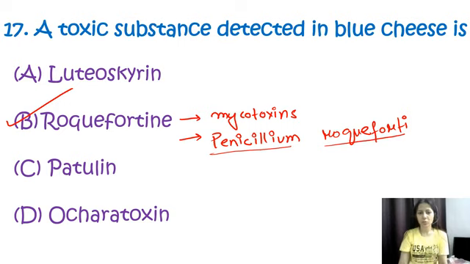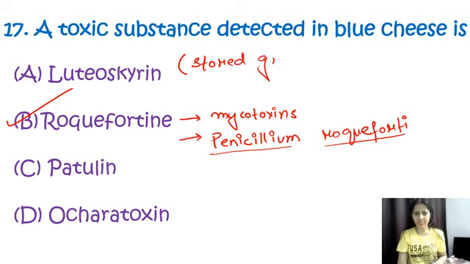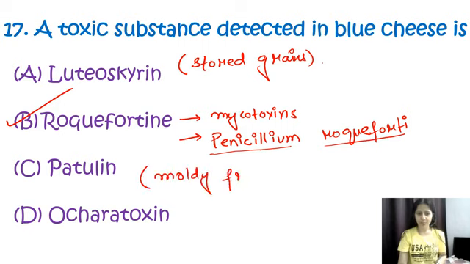Whereas luteoskyrin is also a mycotoxin, produced by fungi like Aspergillus or Penicillium species, and it is primarily associated with contaminated stored grains. Now patulin is also a mycotoxin, commonly found in moldy fruits, which is produced by species like Penicillium or Aspergillus.